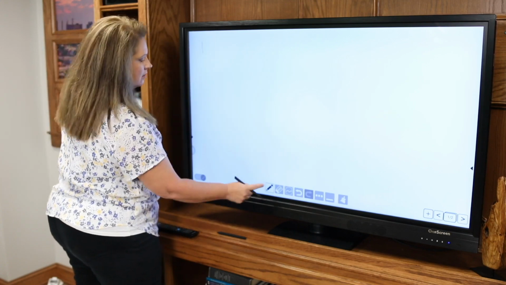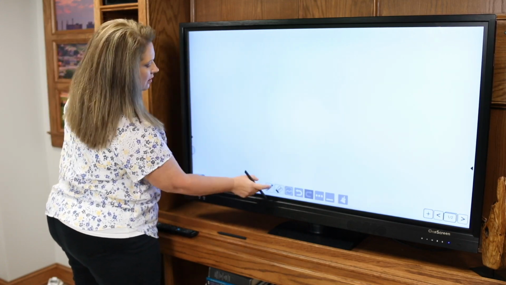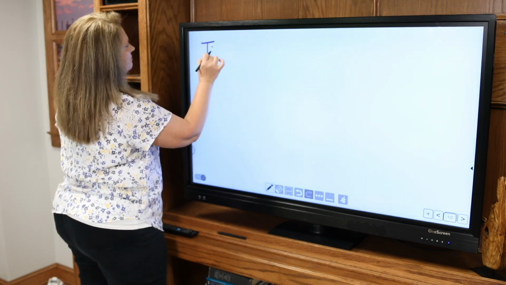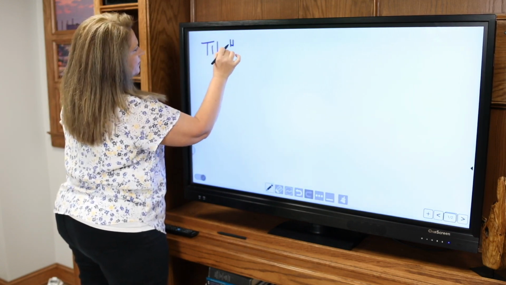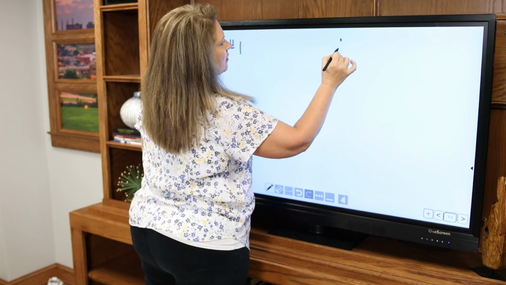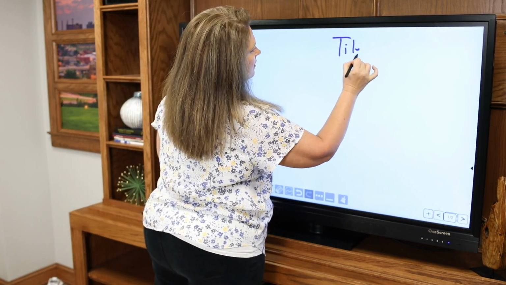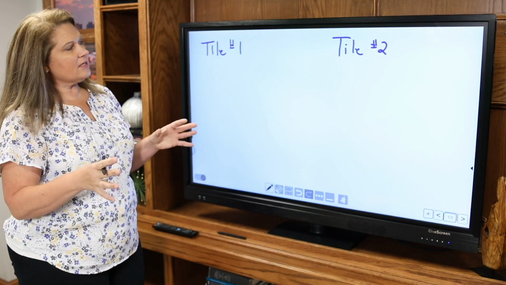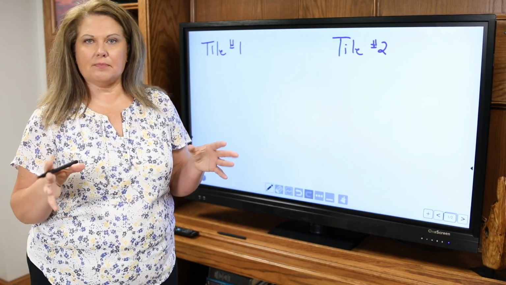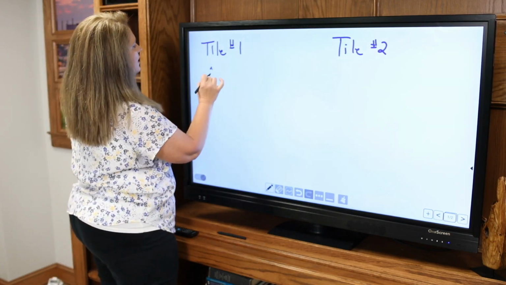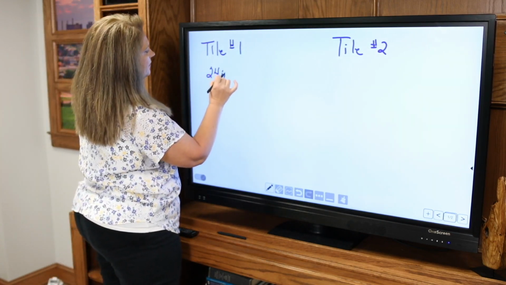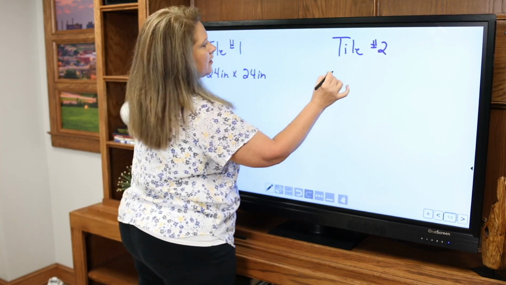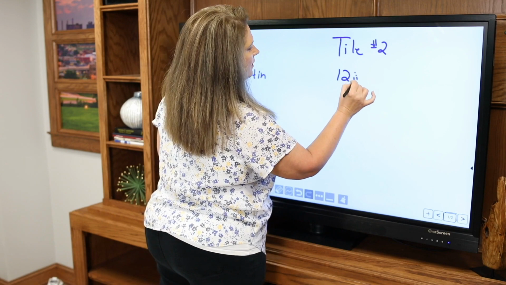So we have tile number 1, and then we're comparing tile number 2. So some things about tile number 1 that you need to keep in mind. We have 24 inches by 24 inches compared to 12 inches by 24.